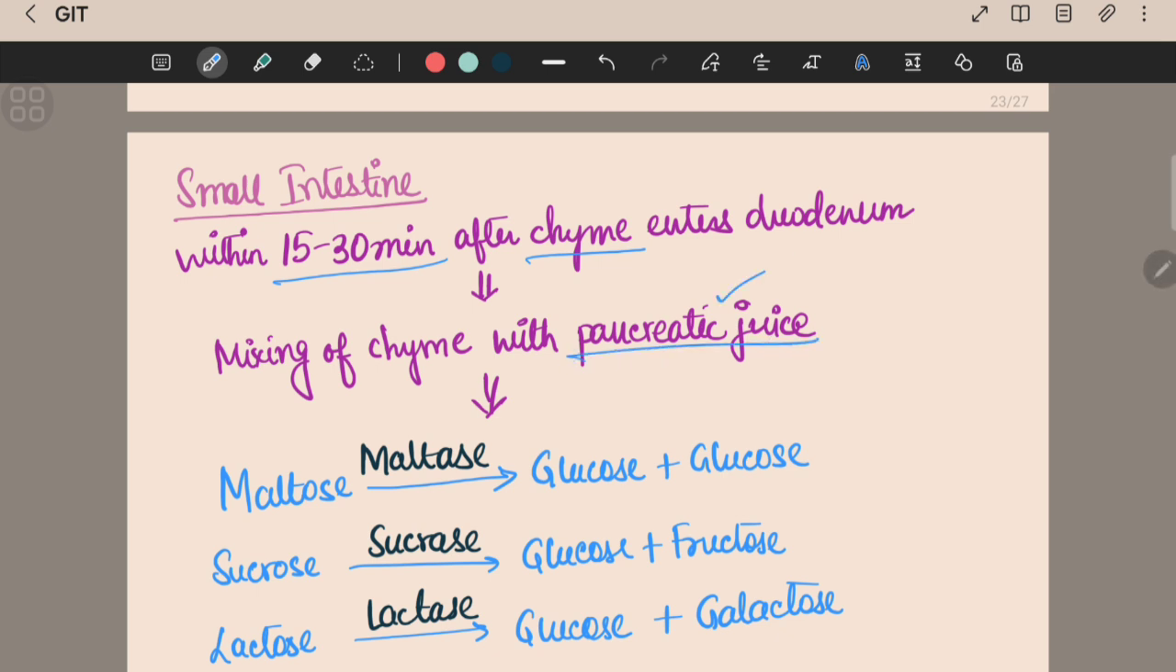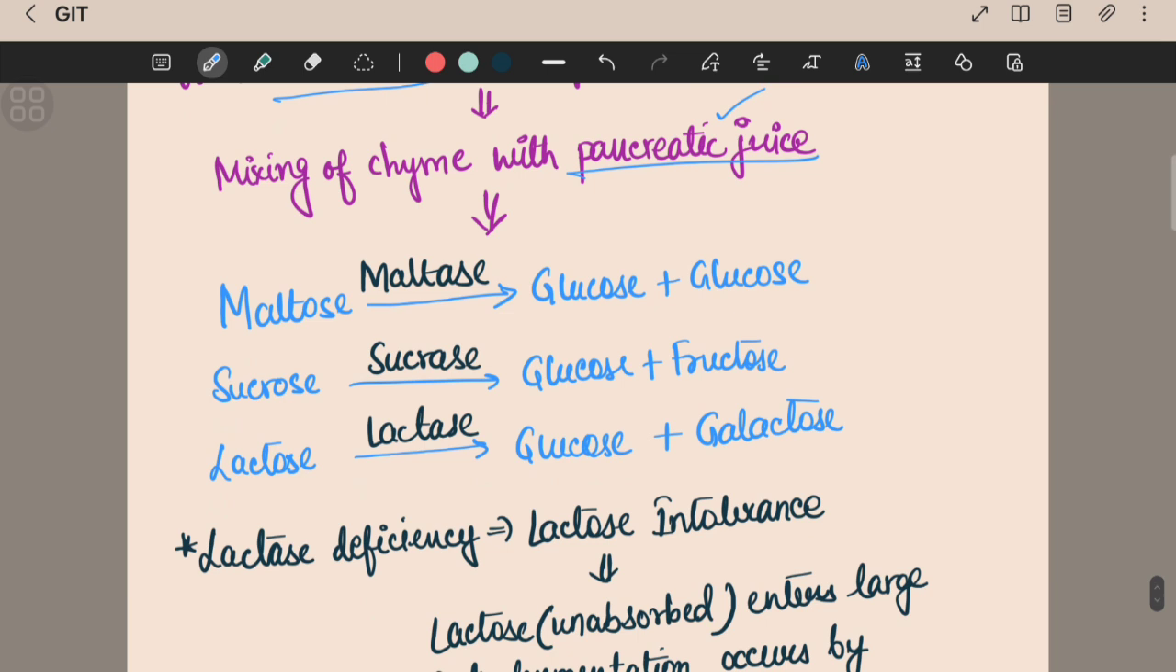At that point of time, the pancreas will also release the pancreatic juice, and the intestine will also release the intestinal juice. So there will be mixing of this entire thing. Pancreatic juice will come, the intestinal juice will come. So there will be this reaction. The maltose that was present will be digested by the enzyme maltase into glucose and glucose units, because maltose is formed from 2 glucose units. Maltose is the disaccharide formed from 2 units of glucose.